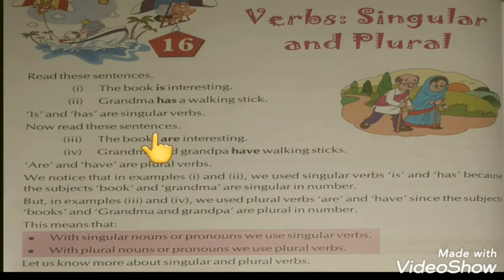Now read these sentences. The books are interesting. The grandma and grandpa have walking sticks. So here are and have are plural verbs. And why have we used plural verbs here? Because books is a plural noun, and grandpa and grandma is also a plural form. So with the plural form of a noun we use plural verbs, and with the singular form of a noun we use singular verbs.